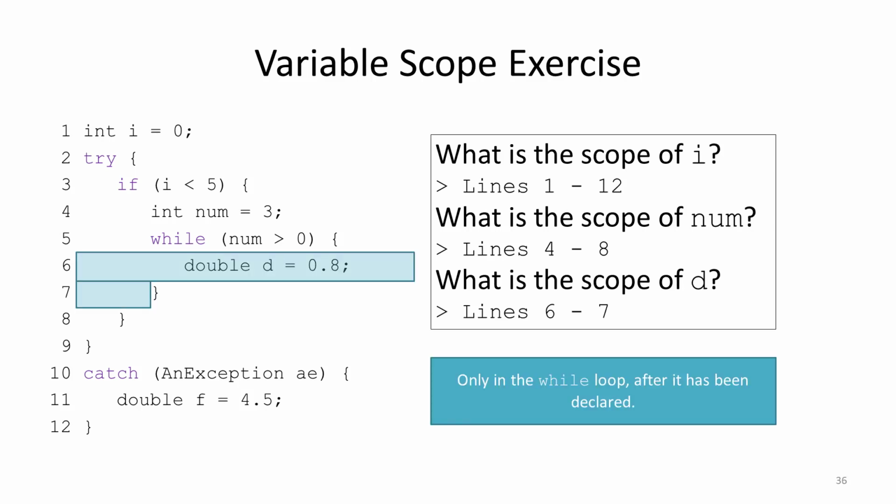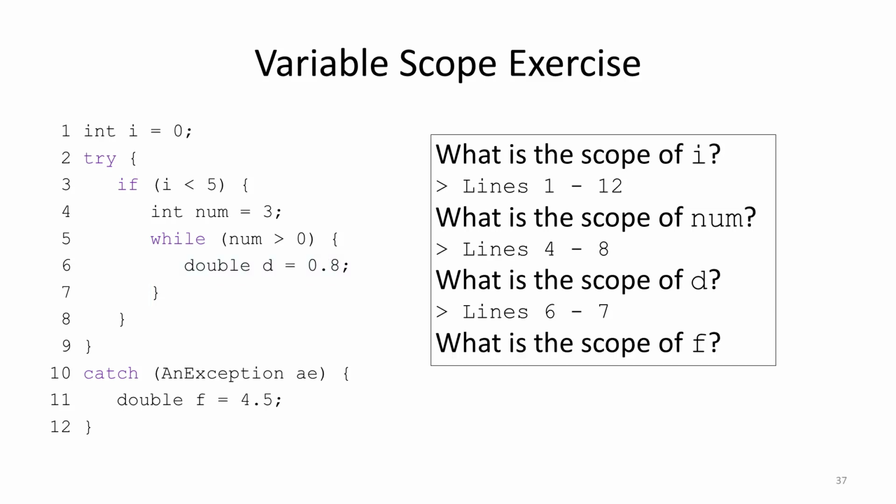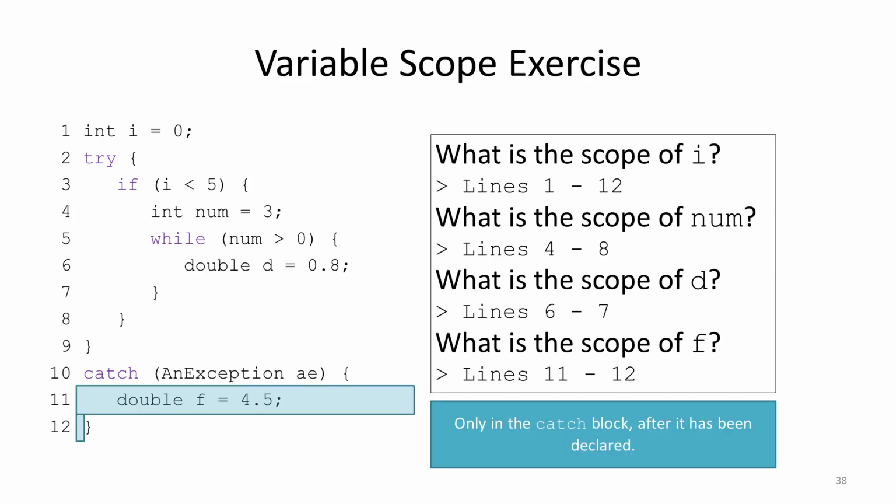The scope of D is lines 6 through 7. 6 is where D has been declared, and line 7 contains the closing curly bracket for the while. So essentially, only in the while loop after it has been declared. You will not be able to use that variable D after the closing curly bracket on line 7. How about this last one? What is the scope of F? The scope is lines 11 through 12, or you could say only in the catch block after it has been declared. So you could use F on line 12 as long as it's before the closing curly bracket.